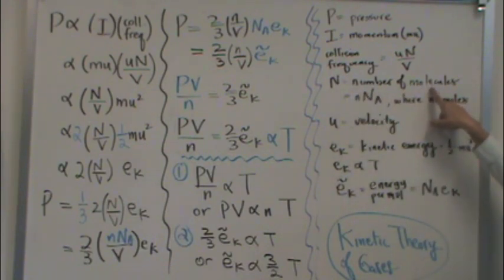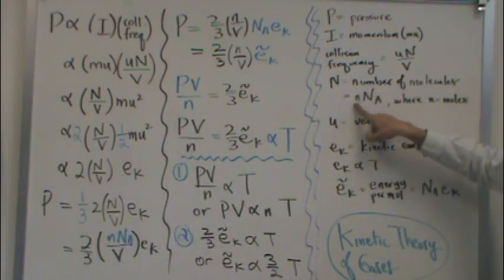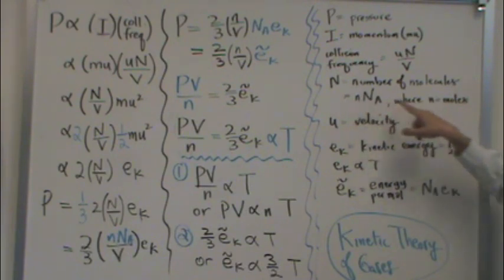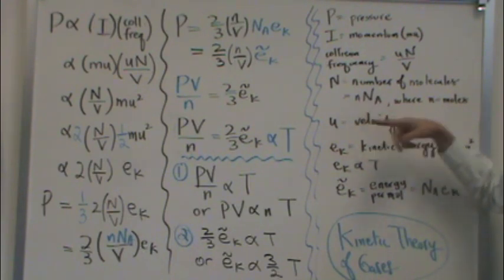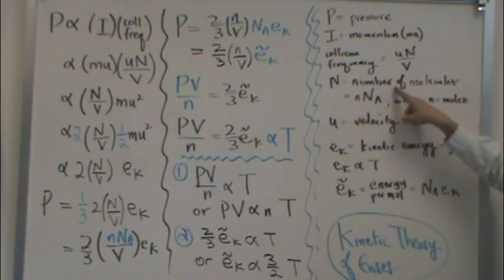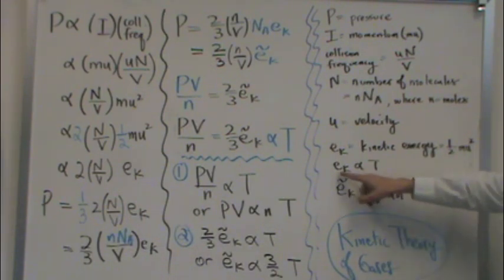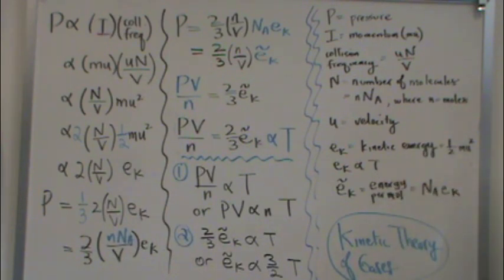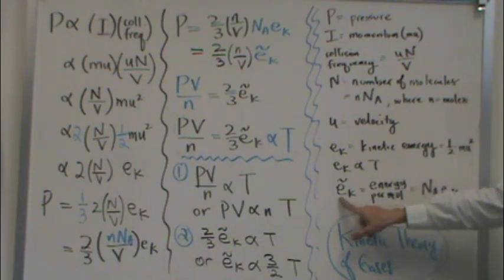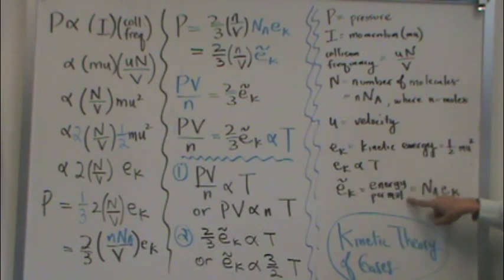So capital N is the number of molecules, which is lowercase n times, if you remember this, Avogadro's number, chapter 2. So lowercase n is moles now in the gas chapter. So moles times Avogadro's number, you'll see the moles will cancel. You're just left here with the number of molecules. Finally, kinetic energy, E sub k, is 1/2 mu squared. We also know that kinetic energy is proportional to temperature. And you'll also see something called EK with a squiggly on top. That means energy per mole. And we get that by multiplying Avogadro's number times kinetic energy.